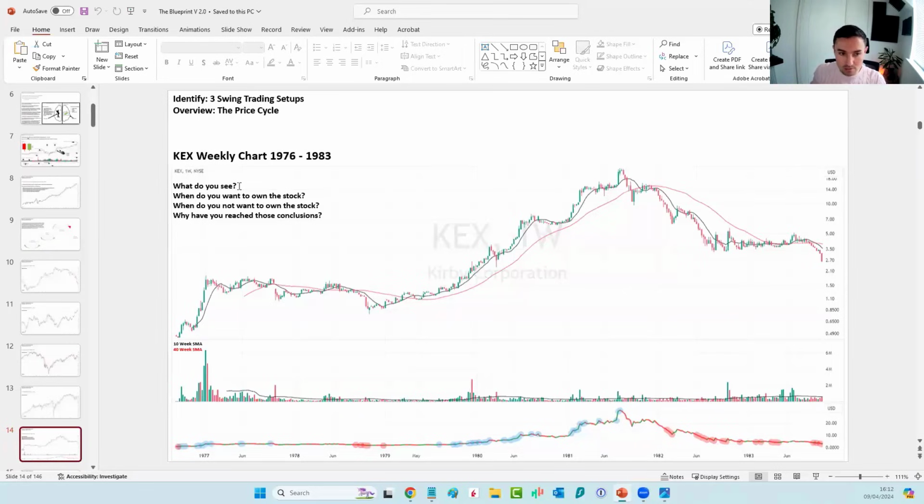But some of the key questions, there are more questions than this to ask yourself, but here are the four main ones. What do you see? When you look at this chart, what do you see? And then that flows into the next question. When do you want to own the stock? So if you're long KEX, and this is going from 1977 to 1983, when do you want to own the stock? Like, when do you want to be long the stock?